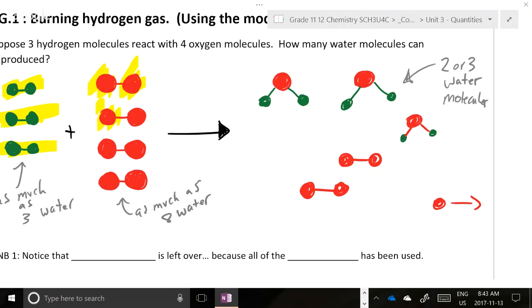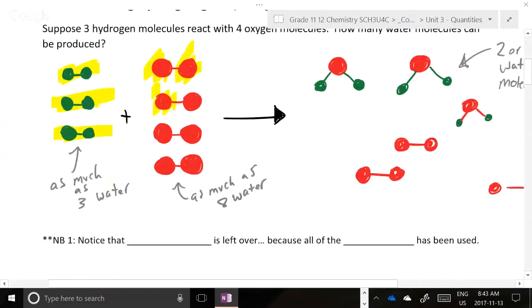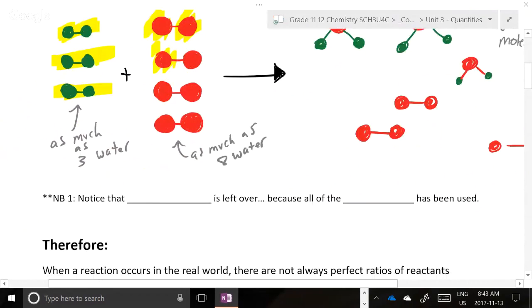We don't have enough hydrogen. In other words, the hydrogen did what? The hydrogen? Yeah, very good. That's much more sciencey than I was going to say. I was going to say it ran out. But yeah, no, that's good. I mean, that's a better answer. The hydrogen determined how much water we could make because we had, stoichiometrically speaking, less of it. Right? Does that make sense? We didn't have as much hydrogen as we needed to use up all the oxygen. So notice that oxygen is left over because all of the hydrogen has been used.